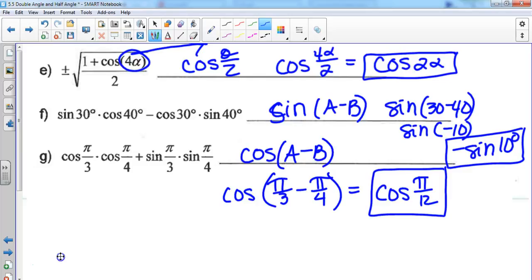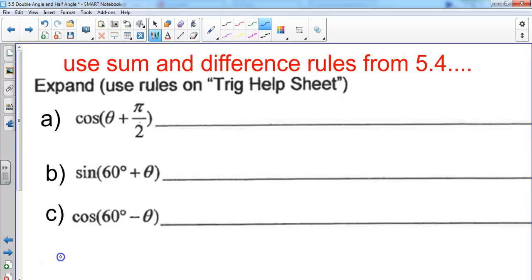And that's a big chunk of tonight's assignment on page 352 is just that kind of simplifying stuff. This is at the bottom. You need to use the stuff from yesterday to finish 7B.